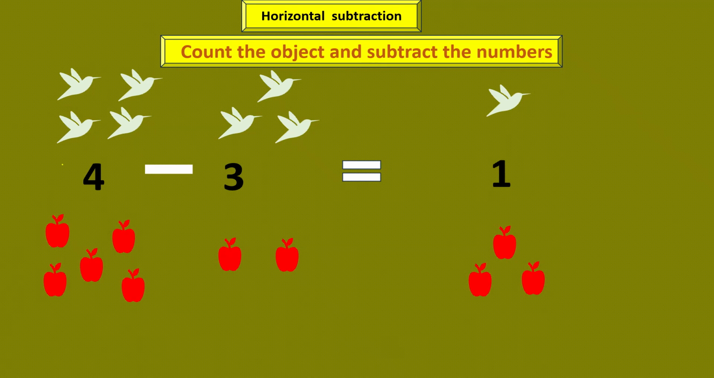Another one: how many apples are here? 5. On another group there is 2. So in between we use a symbol which looks like this, minus. So from 5 we take away 2, so how much is left over here? 3. We use an equal sign, then 3.